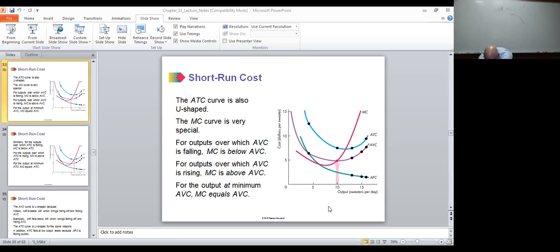But variable cost is going to rise. Compare, look right here, average variable cost and average total cost. Both are increasing as output increases. Initially, they're going to fall, but eventually they're going to rise.